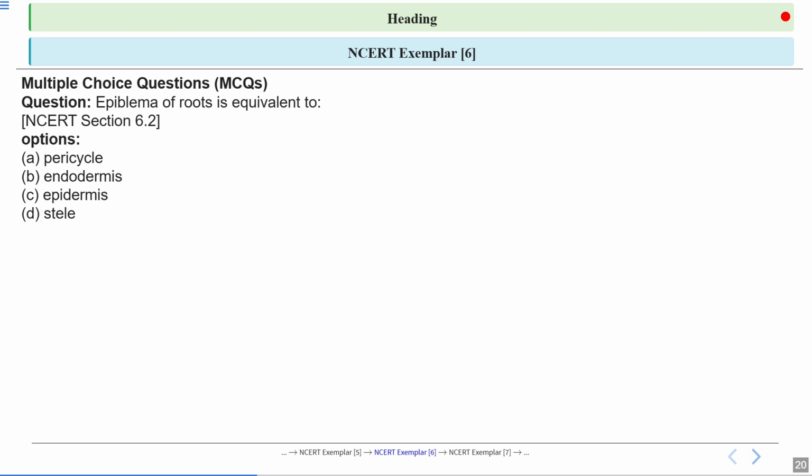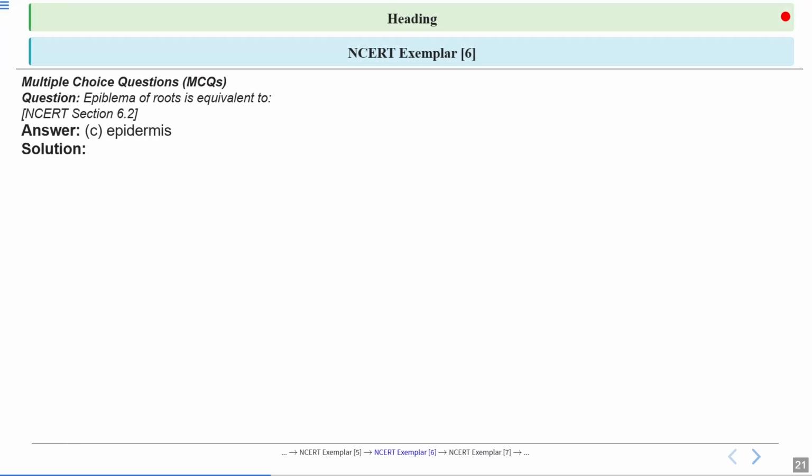Epiblema cells are found in the roots only. And they are asking which cells they are equivalent to. The options are A. Pericycle, B. Endodermis, C. Epidermis, and D. Stele. Let us see the answer of this question. C. Epidermis.